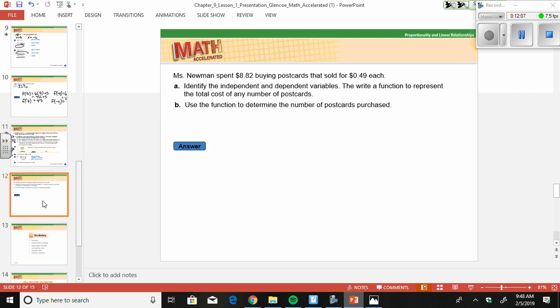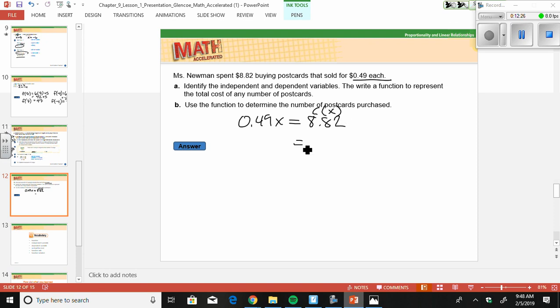Okay. So Miss Newman spent $8.82 on postcards that sold for 49 cents each. Because it's 49 cents each, we're using something over and over. So this is the cost. And if we want to make this more general, the cost, when we use the variable x, is 49 cents times x. So identify the independent and dependent variables.